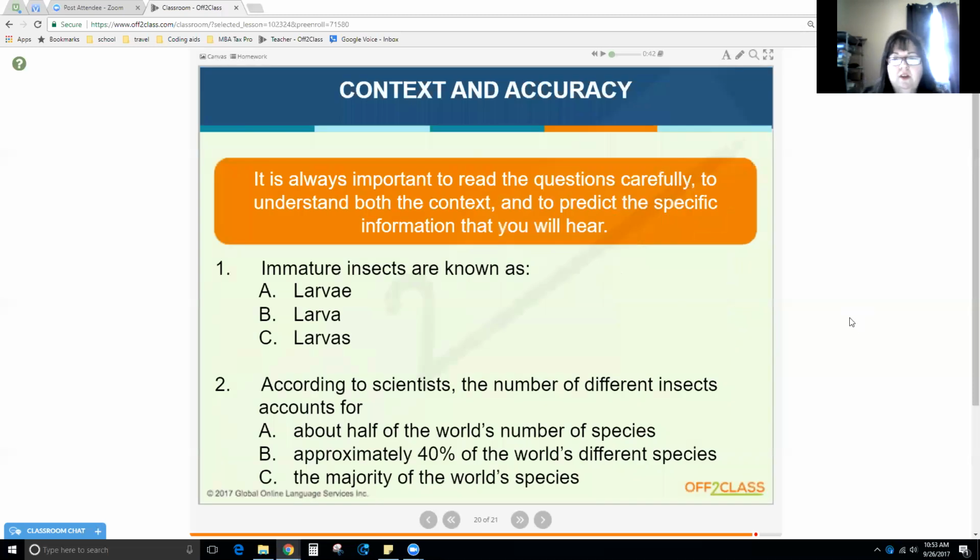Okay, it's important to read the questions carefully, understand the context, and predict what you're going to hear. But not to the point that you only hear what you're thinking. Okay. So immature insects are known as larvae. One of these three, and hopefully when we listen, they're going to spell it for us. I think you know the answer anyway, but okay. And according to scientists, the number of different insects accounts for one of these. So let's go ahead.